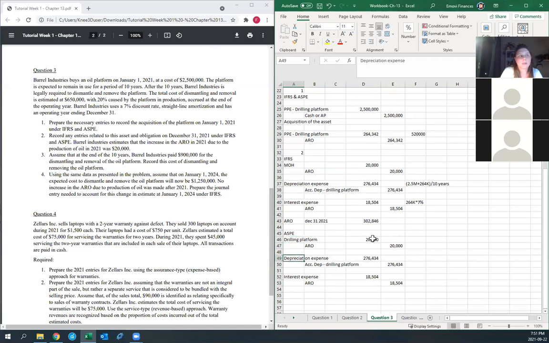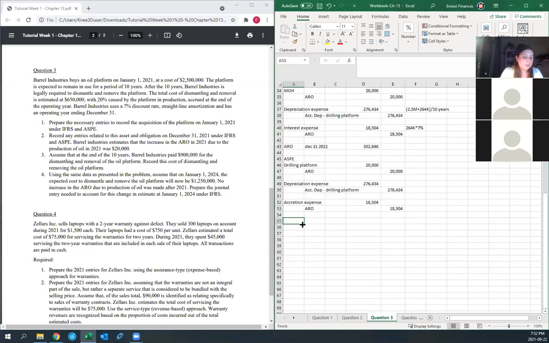Your depreciation is the same amount. You're going to take the production costs into account the next year, because you're adding them at December 31st, so they shouldn't be depreciated over 10 years, they should be depreciated over 9 years. So for 2022, your depreciation will have this amount, plus the 20,000 divided by 9 years added to it. That's going to be your depreciation expense for 2022, but not for 2021. And here it's not interest expense, it's accretion expense. And for ASPE, that's it. The transaction is the same calculation as for IFRS for now.